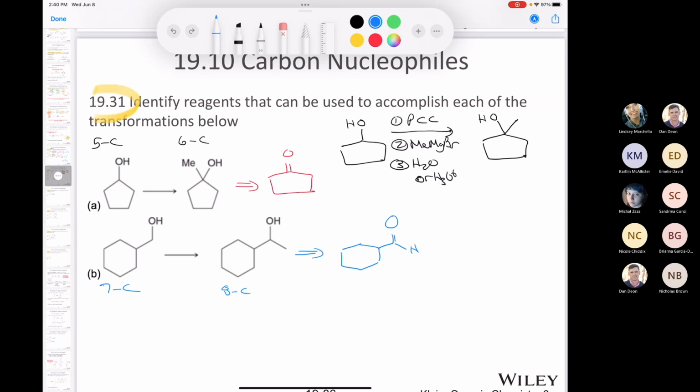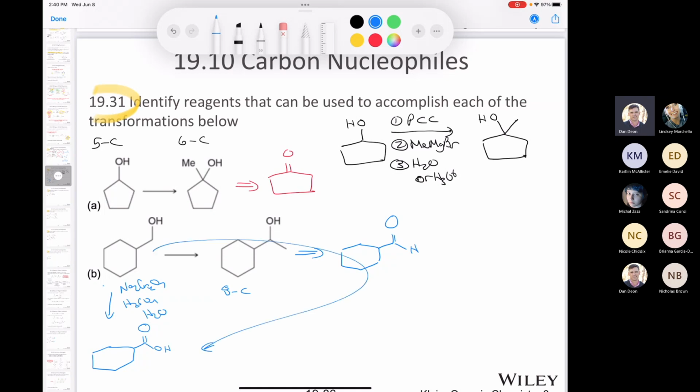That will oxidize the primary alcohol. So if you use sodium dichromate, sulfuric acid, and water, since this is a primary alcohol, then you'd end up with the carboxylic acid. So it oxidizes it all the way. It goes through the aldehyde, but then it gives you the carboxylic acid.